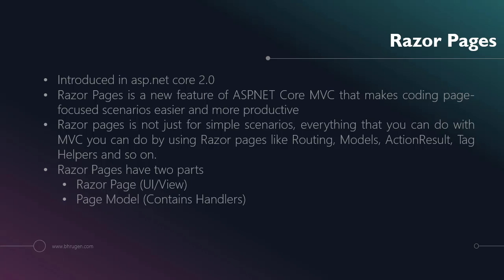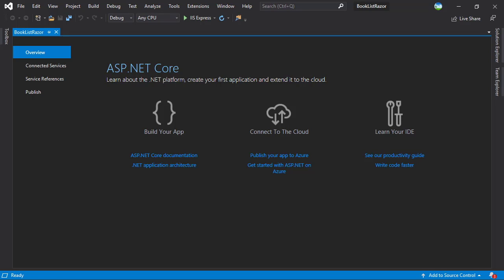First is the UI, which is more like the view in MVC, and then we have the page model, which is a combination of models as well as view models and the controller action methods. Let me switch back to the application that we just created and give you a quick demo of both the components. So we are on the BookList Razor.